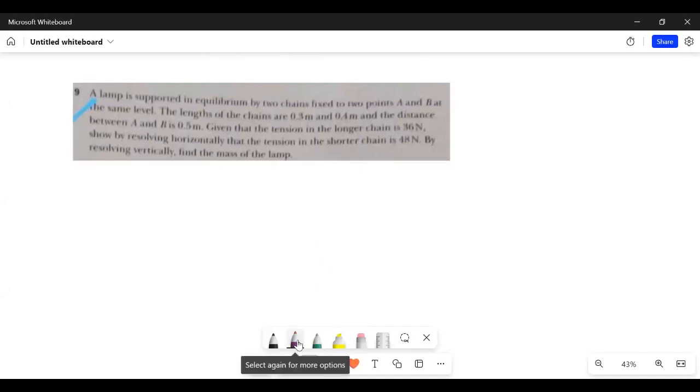Okay, so we're still discussing resolving forces into its components. So let's do a question on that.